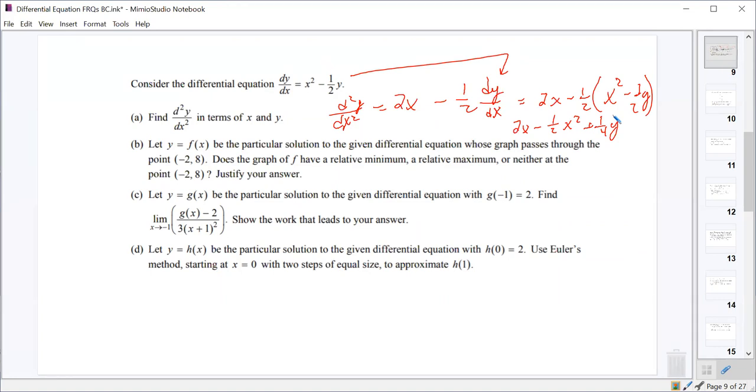Everybody good there with part A? That was worth 2 points. 0 points if you did not substitute out the dy dx though. So make sure you do that.